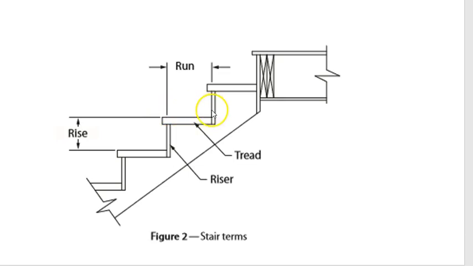Okay, so the run doesn't include the nosing. When we talk about tread depth, it does include the nosing. If you think of this piece here as the total tread, that would be the run plus the nosing. The rise would be the total rise for each step, taken from the top of tread to top of tread. And if you took these treads away, that rise would be identical on the stringer as well.